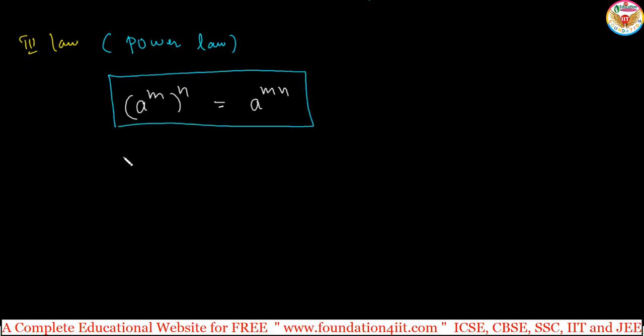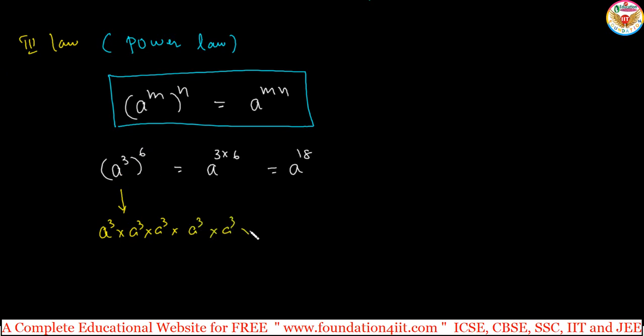Let's see one example. a to the power 3 whole power 6. So this is a to the power 3 into 6. So a to the power 18 it is. Very simple. That means if you see clearly a power 3 whole power 6, a to the power 3 should be multiplied 6 times, okay, whole power 6, right? a power 3 should be multiplied 6 times. Now, if you observe that first rule, when all the bases are same, we should add the powers. 3 plus 3 plus 3 plus 3 plus 3 plus 3. So, total 18 we get. So, same thing. That's why we can use the power law directly.